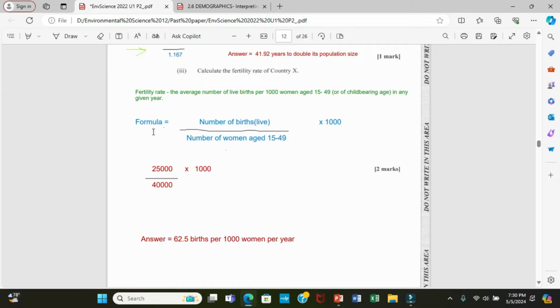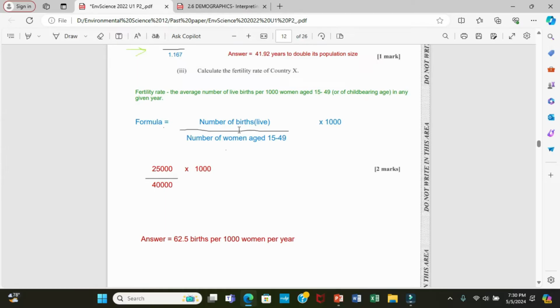So let us go to the formula. The formula says it is the number of births, and of course not just any births, because children can be born but you can have stillbirths. They can die during birth. So we're not using just births in general, but it should be live births. Very important. So it is the number of live births over the number of women aged 15 to 49, times 1,000. Or in other words, the number of women of childbearing age.